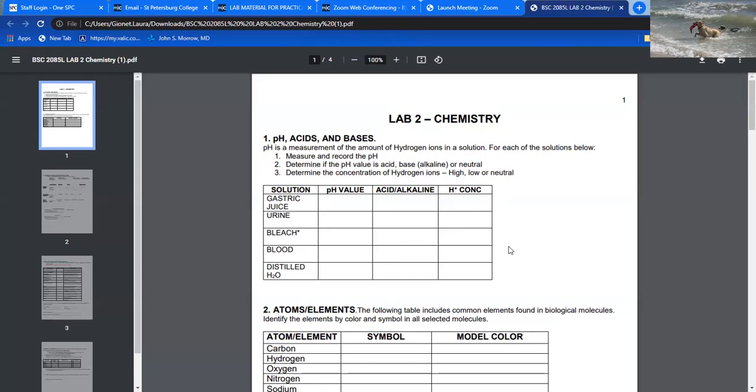Okay, so gastric juice, let's say 3.5. We'll make it that, because it has a lot of hydrochloric acid, which is about 2. So we'll say 3.5. Is it acid or alkaline? It's acid. And the hydrogen ion concentration would be high. Then we go to urine.